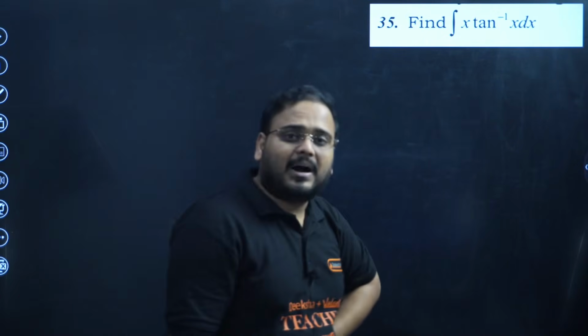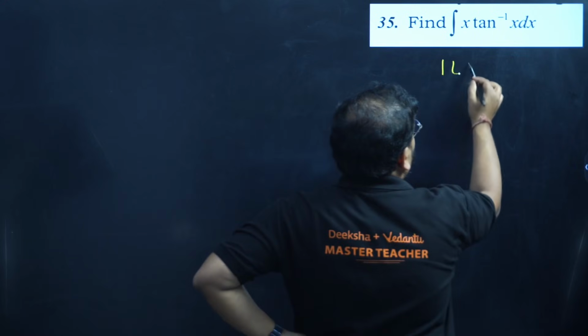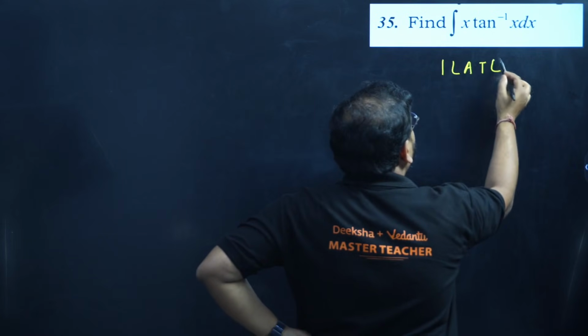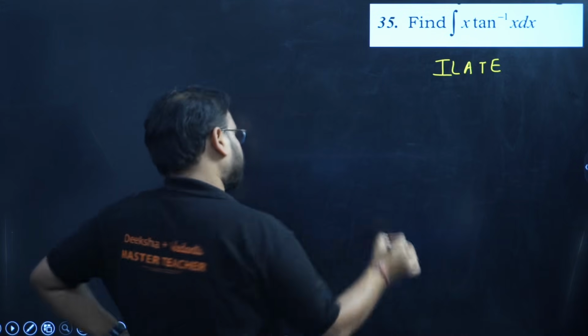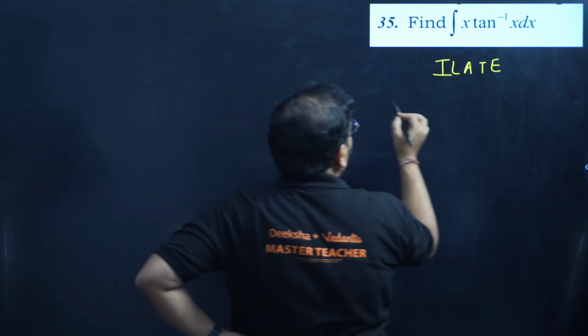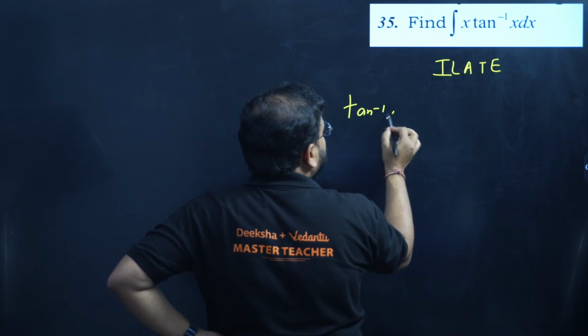35. This is a by parts and a good question in by parts. You'll see. Preference order, no problem, sir. ILATE. Inverse has the preference over anything else, right? The function 1, function 2. So keep the function 1 as it is. Property is there. Tan inverse x as it is.